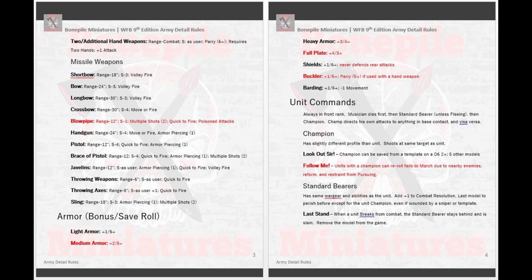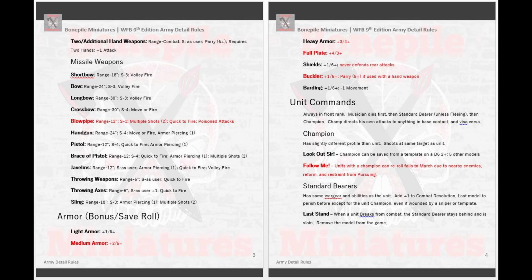Next, we're going to move on to the missile weapons section. And you can see that we have added blowpipes. We got this idea once again from the Warhammer Armies Project. They have a range of 12 inches. The weapon has weapon strength 1, and it fires multiple shots 2. It is quick to fire and has poisoned attacks. And I think that's a really cool addition.